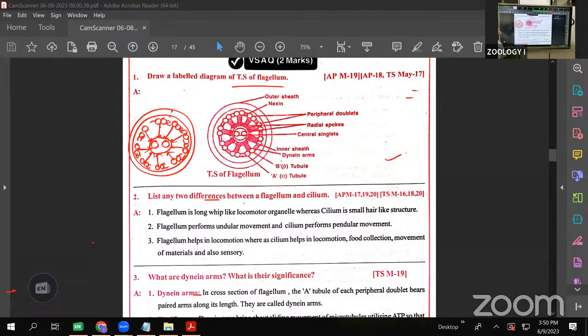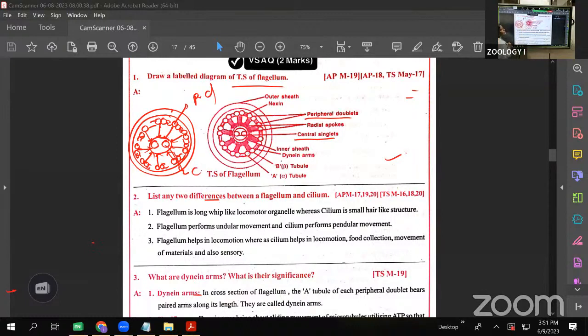Here, this one is called the dynein arms. See here, the labeling is here. These are called singlets. The ones in the center we call central singlets, and the ones present peripherally we call peripheral doublets.